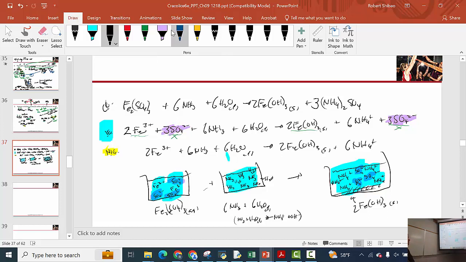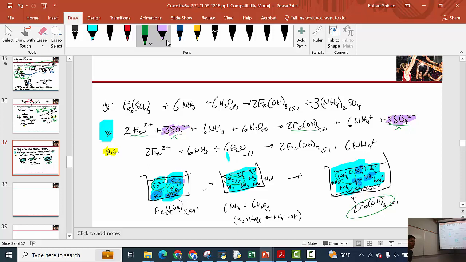And so the net ionic reaction is going to be the reaction between the iron 3s and the ammonium waters to form the precipitate and ammonium. That would be the net ionic equation.